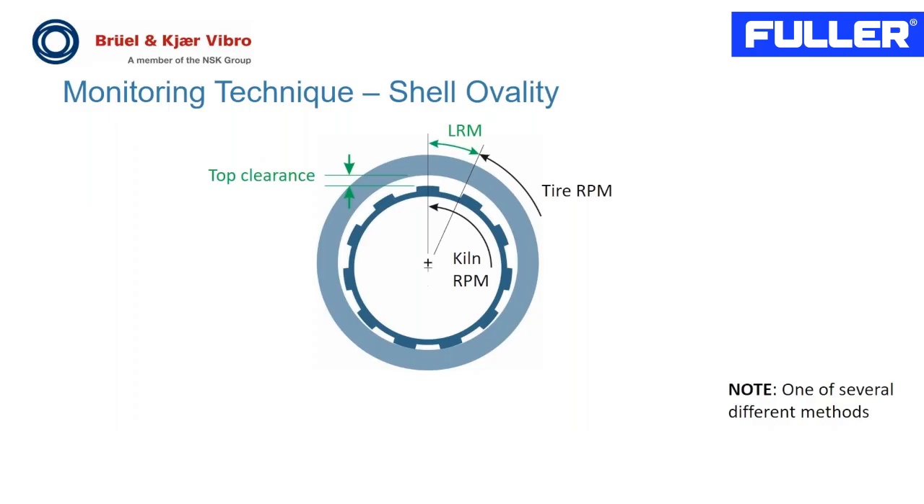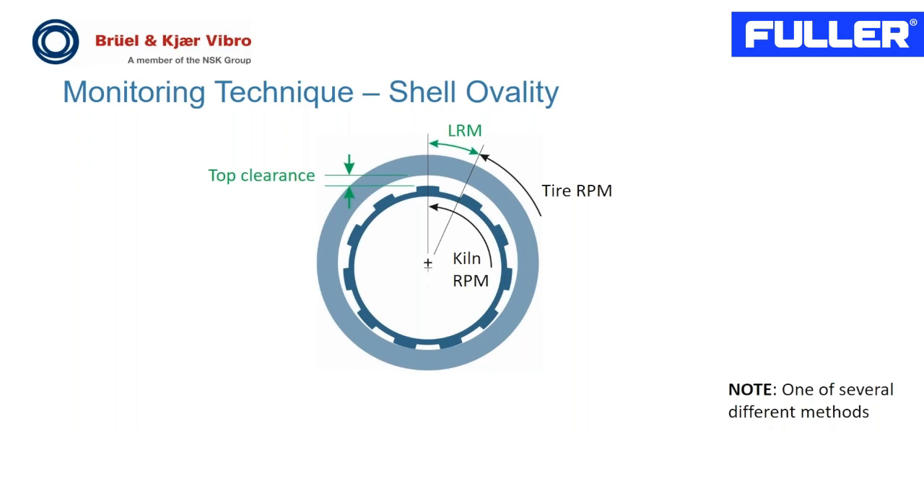Constrictions is a dangerous failure mode that happens when the kiln shell expands until the top clearance is 0, and then due to the heating inside the kiln, the shell can continue to expand. This will cause constriction, which can lead to permanent deformations in the kiln shell and related failures.